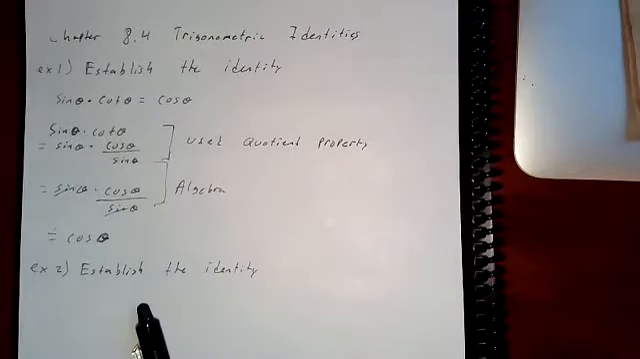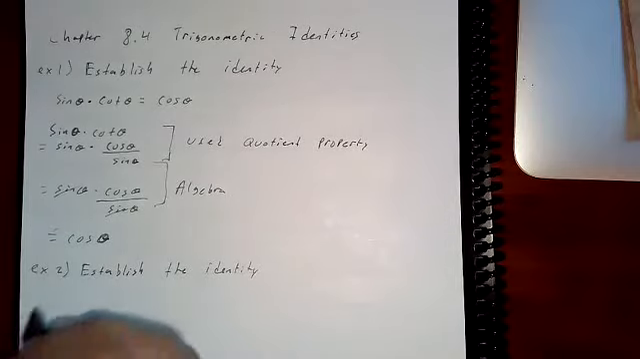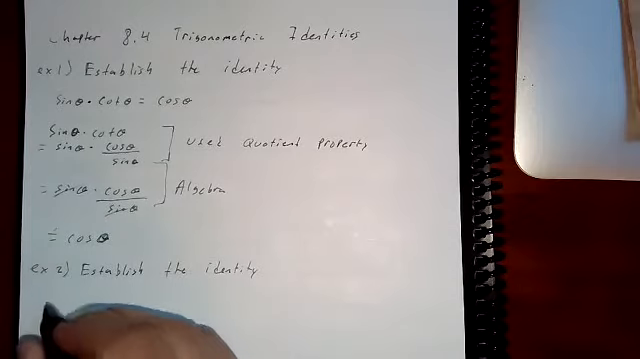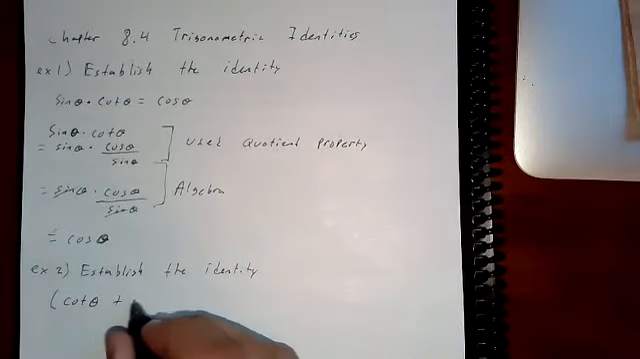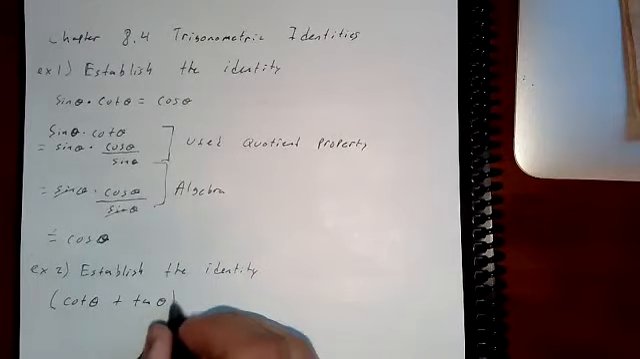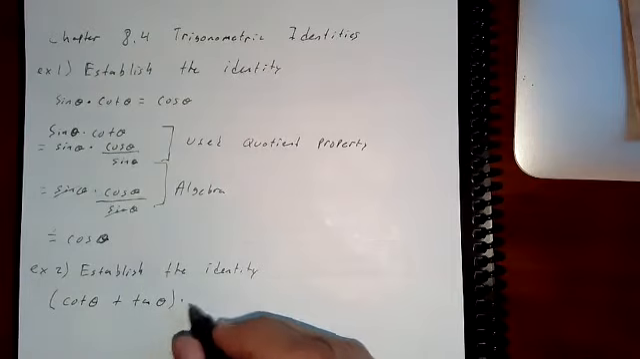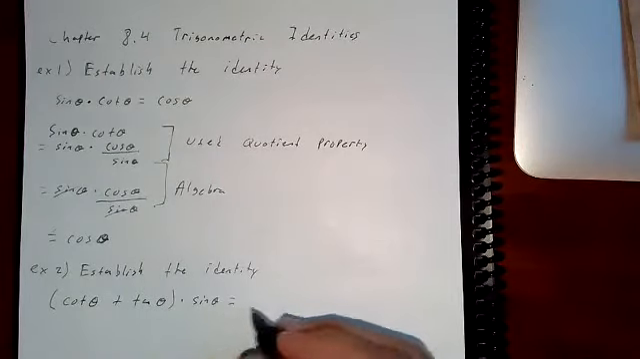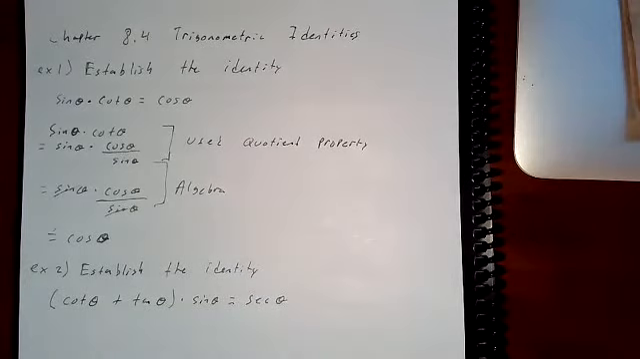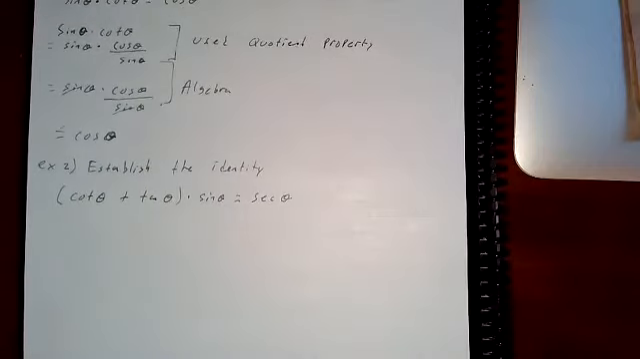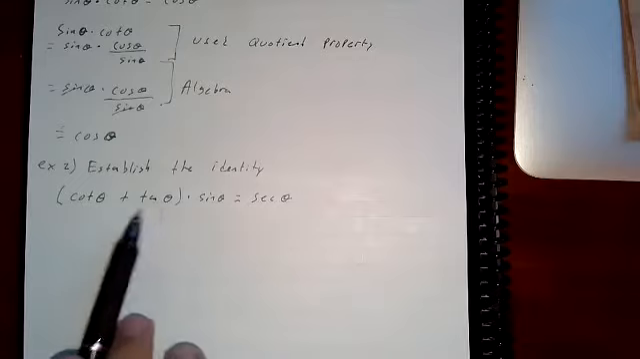Okay. Let's keep doing a bunch of these because they get more and more difficult. All right, so here is this question here. Cotangent theta plus tangent theta times sine theta is equal to secant. We'll show that this is true, and you should always choose the most complex side so you have more to work with. So I'm going to choose this side, right?